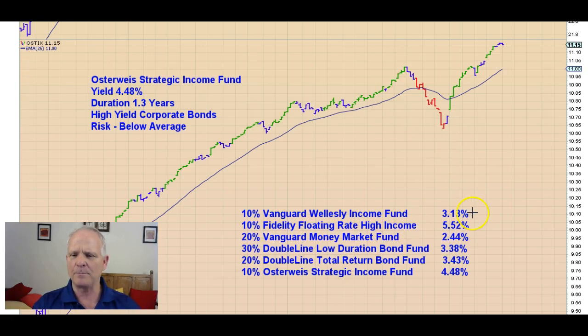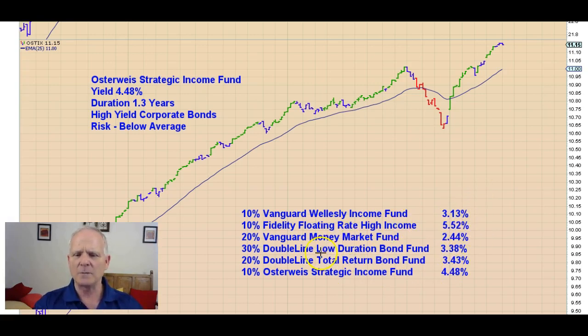You can see a portfolio here that a person could use, something like this, depending on your expertise and your interest. We've got 10% of Vanguard Wellesley Income Fund, gives you a little exposure to the market. Fidelity Floating Rate Income Fund, 10%. Vanguard Money Market Fund, 20%. 30% DoubleLine Low Duration Bond Fund, 20% DoubleLine Total Return Bond Fund, and 10% Osterweis Strategic Income. You can see what the 30-day yield is on these particular funds.